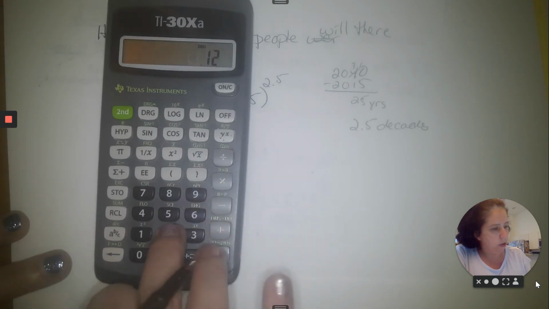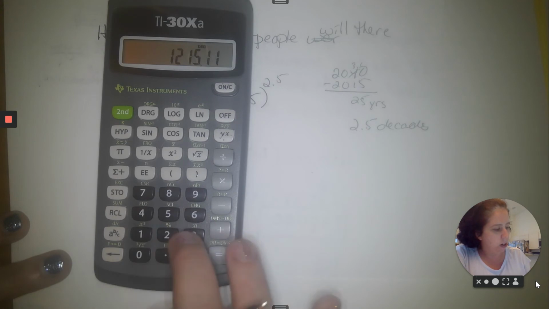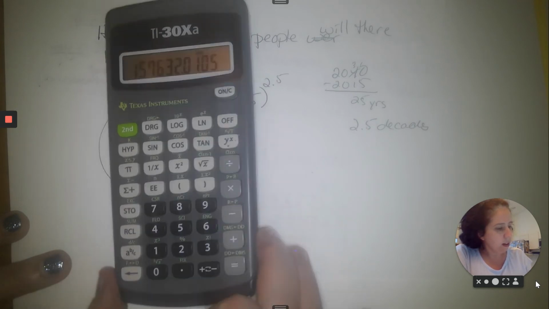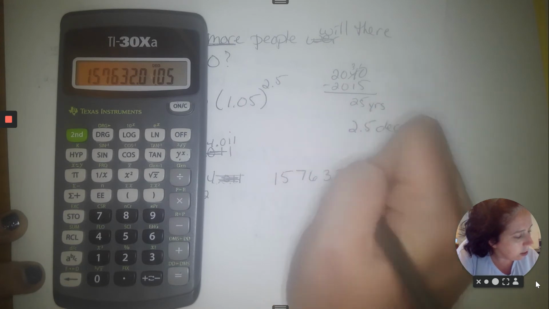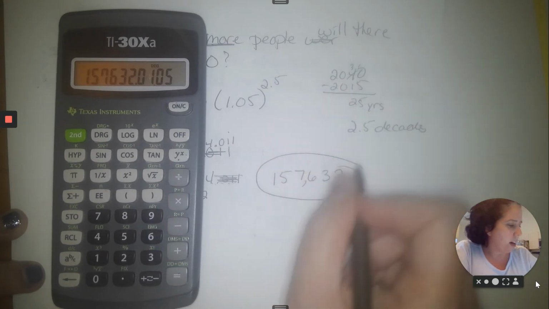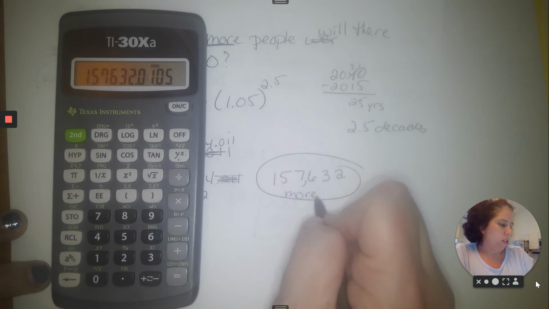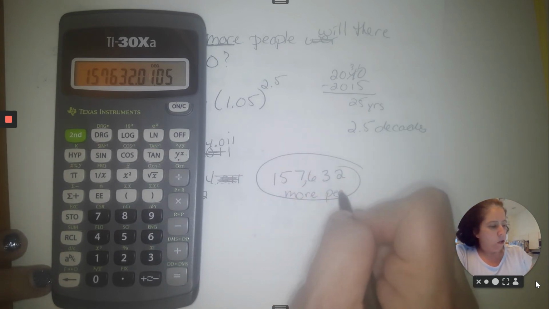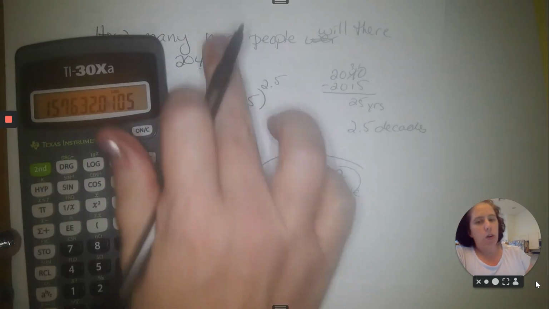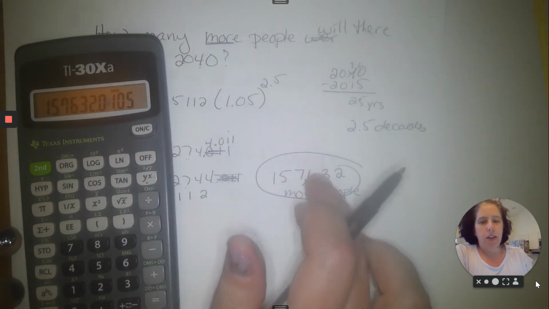So 1, 2, 1, 5, 1, 1, 2. So I get 157,632. Okay, so there's 157,632 more people. So be careful. Whatever asks you more, then you're going to have to do the subtraction.